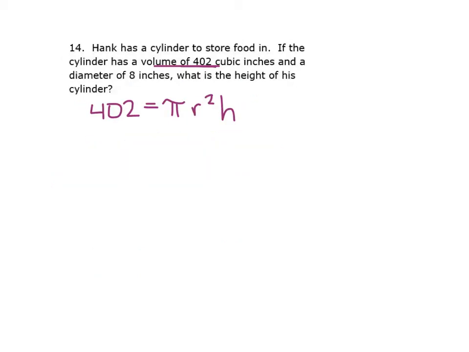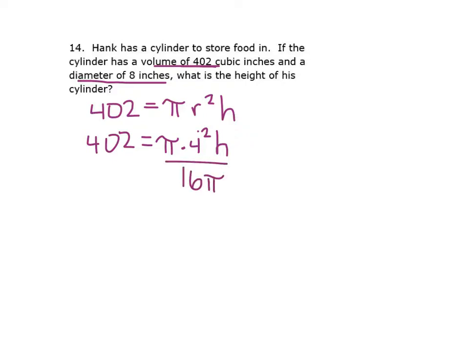So on this one, we have the volume of a cylinder. So I have the formula for volume of a cylinder. If we take the information we know, 402 equals pi. Now the radius is going to be 4. The diameter is 8, radius is 4, and then we're looking for the height. 4 squared is 16, so you're going to divide both sides by 16 pi.